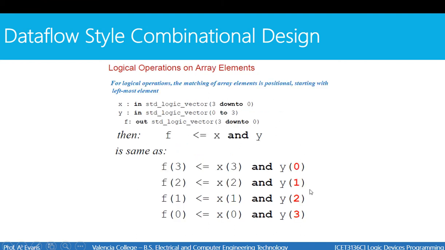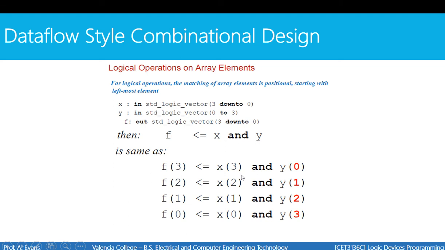So whenever we type in this expression, F gets X and Y, here's what happens. The most significant bit in X gets ANDed with the most significant bit in Y. And notice that these are two different indexes.